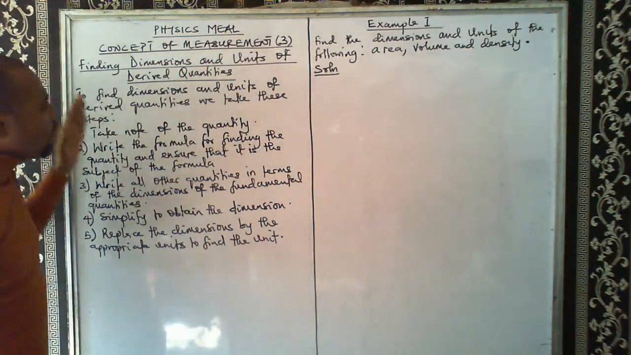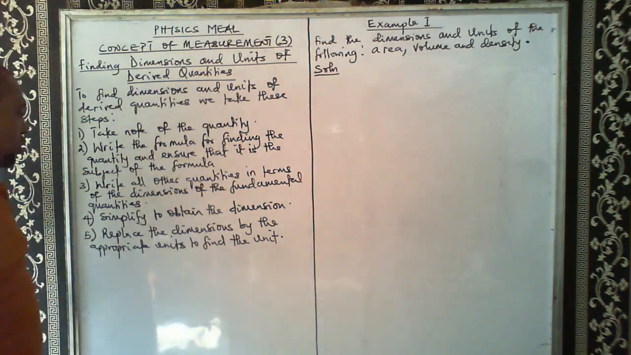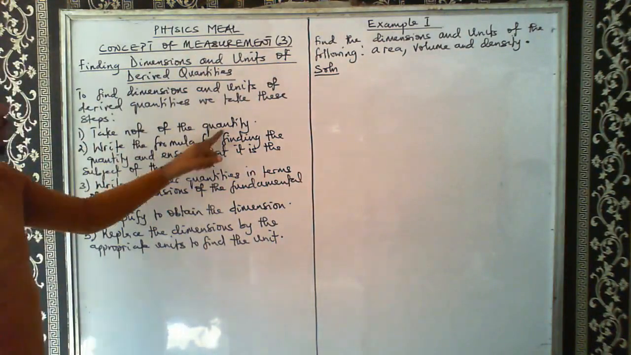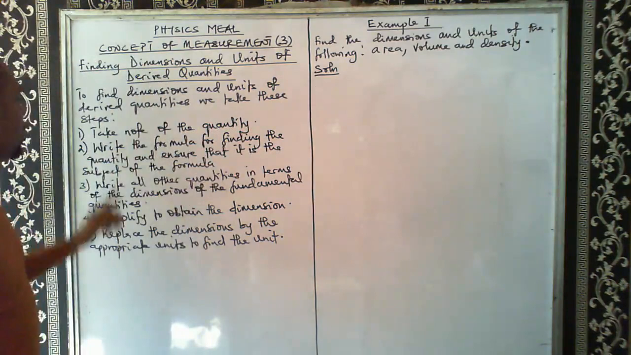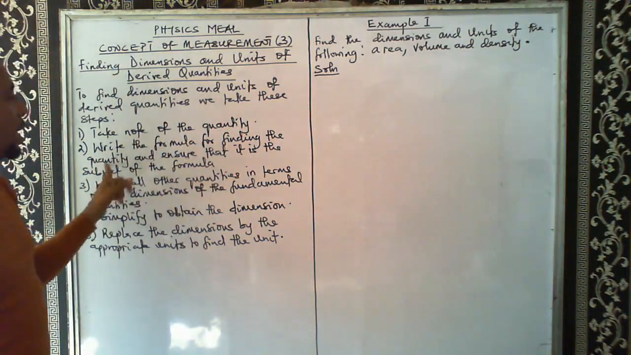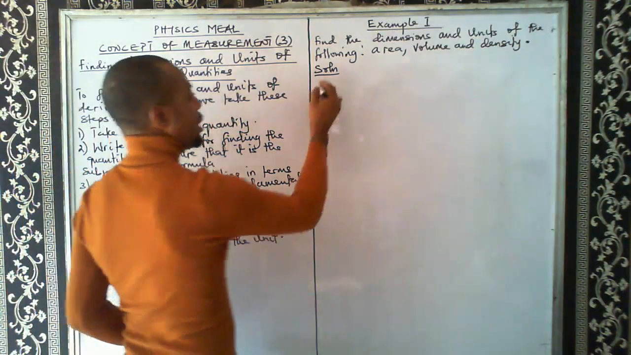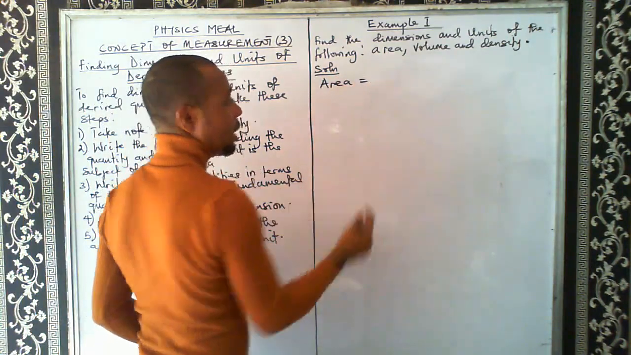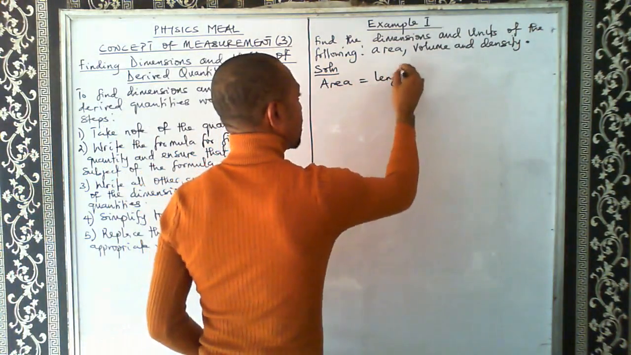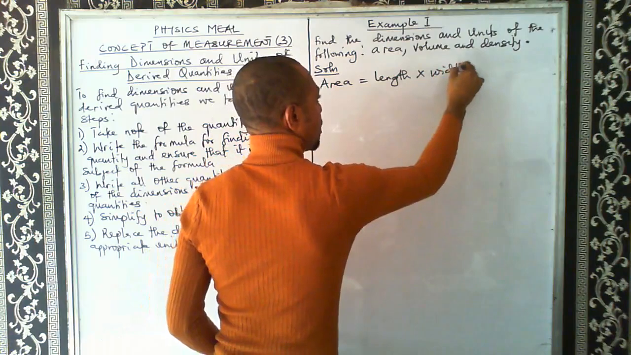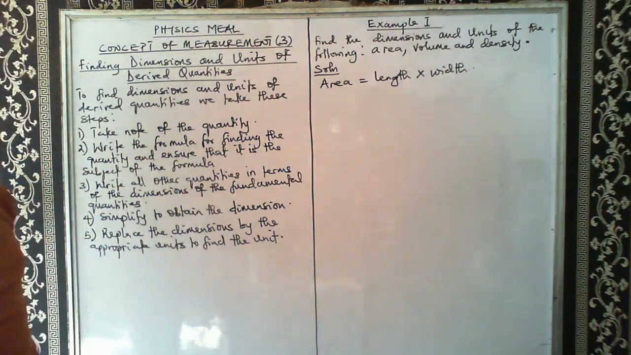So if we want to find dimensions and units of a derived quantity, these are the steps we are going to take. So let's start taking the steps. Take note of the quantity. The quantity in question here is area. Next, write the formula for finding the quantity and ensure that it is the subject of the formula. So how do we find area? We have so many ways of finding area, but I'm going to use that of area of a rectangle, where we have length times width. That's the area of a rectangle.